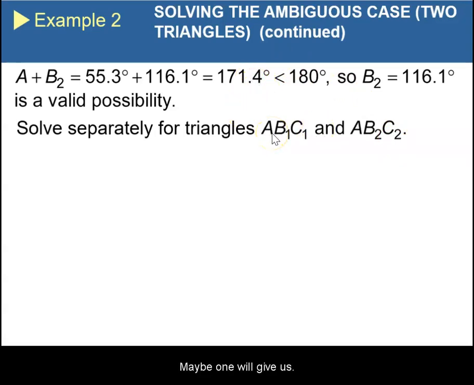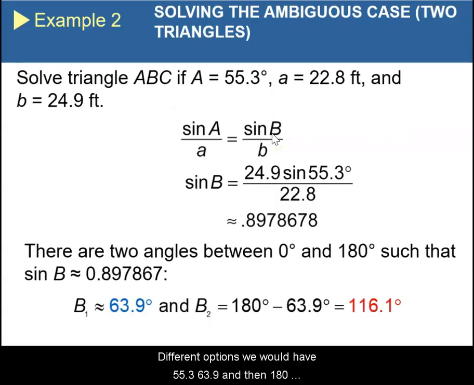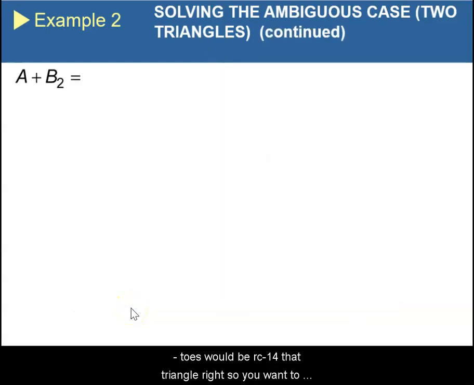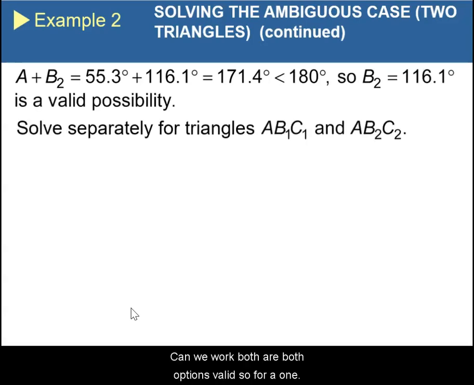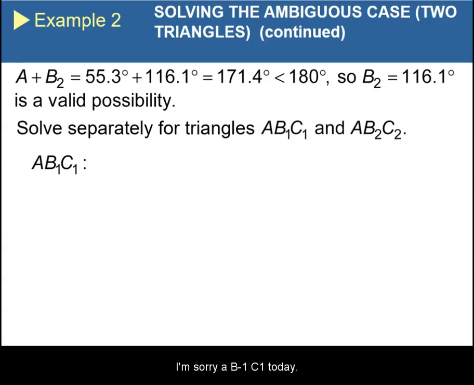AB1 will give us different options. We would have 55.3, 63.9, and then 180 minus those would be our C1 for that triangle, right? So we want to put those things together, okay? So we basically want to see, can we work both? Are both options valid? So for A, B1, C1, because A is fixed, it's not changing, we have options for B1 and C1.